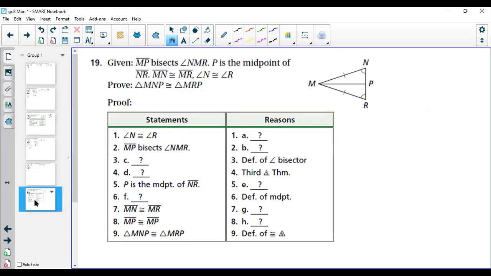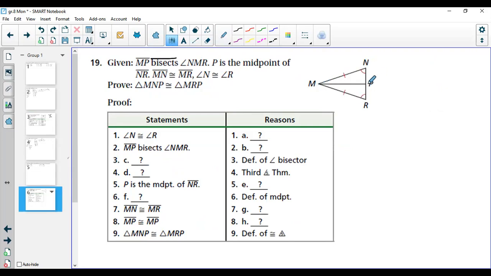Let's try one more. Now, given MP bisects angle NMR. This is segment MP. Again, the word bisect is coming, which means divide in two parts. So this is angle NMR.